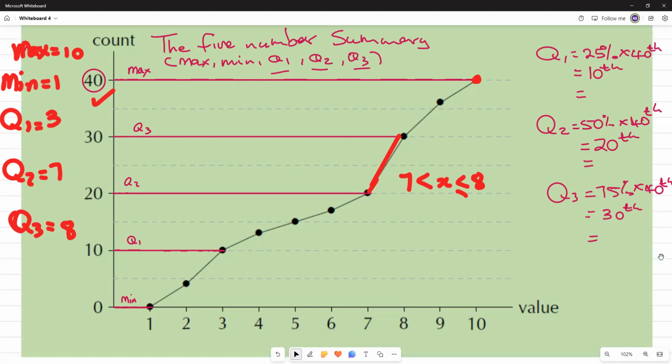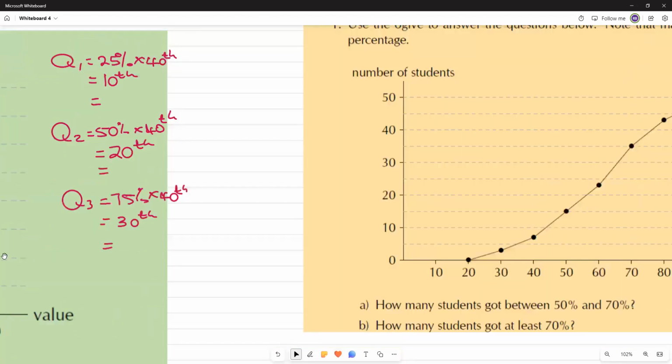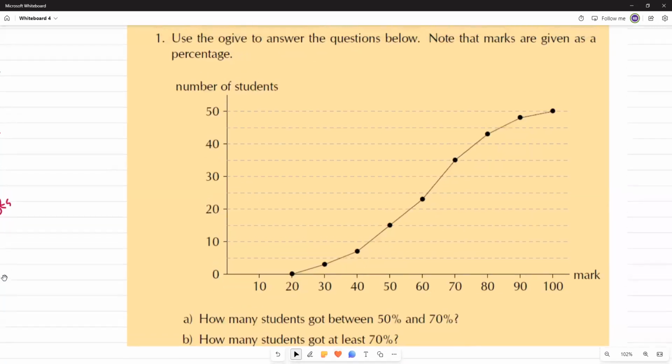Let's do the last example of this. Ne? So in this case, they say, use the Ogive to answer the questions below. Note that marks are given as percentages. Okay. Number of students, mark obtained. Okay, perfect. So they say, how many students got between 50% and 70%? Okay. So we're looking between here and there.